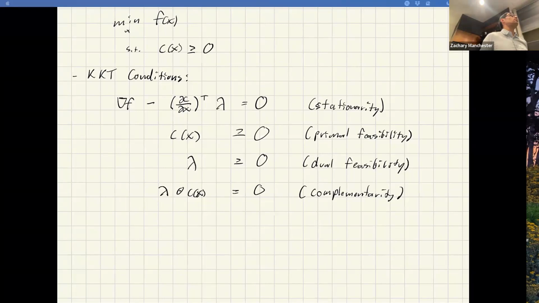This one is the one we're going to stick with because it's the one that's algorithmically going to show up in the code for us when we get into this. You'll also, though, see it written as lambda transpose C equals 0. That's a dot product, so the output of that is a scalar.